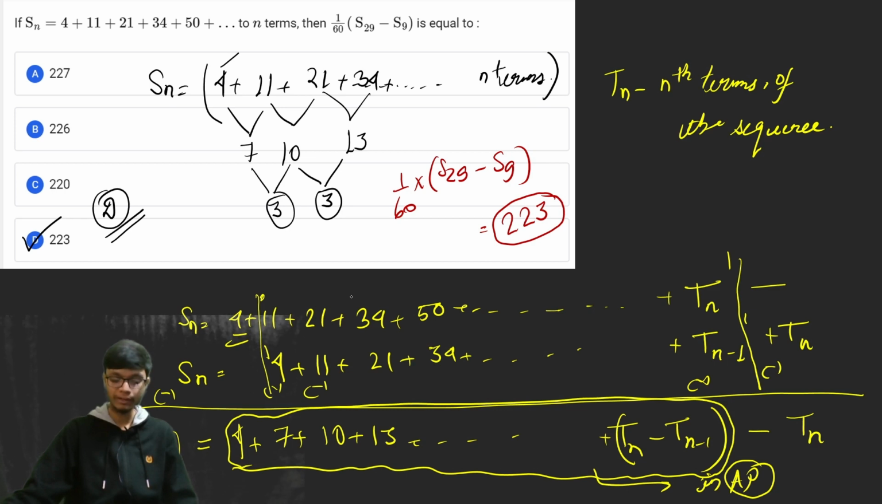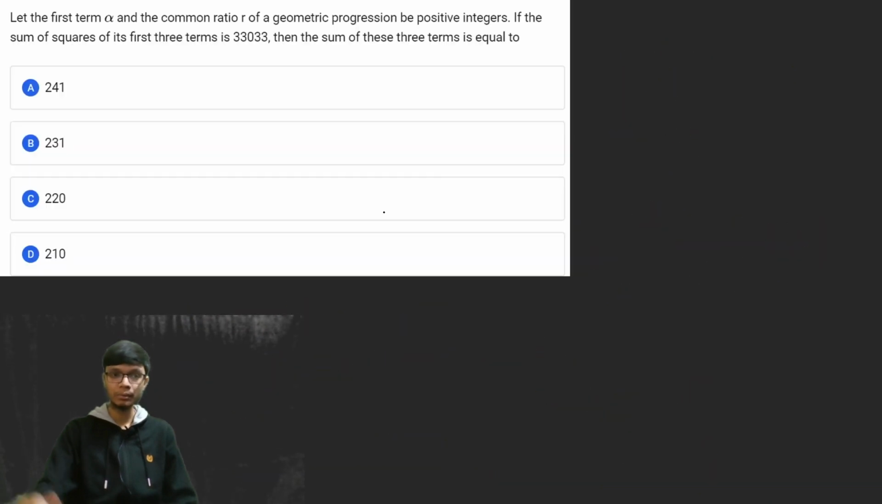Because not every time are you going to encounter problems with a given sequence whose general term or summation you actually know. So that was a fairly simple problem, and with this let us move to the next problem, which is again a problem of a GP. Let us understand what it says.